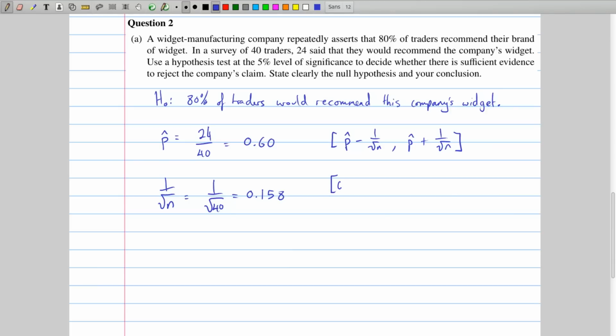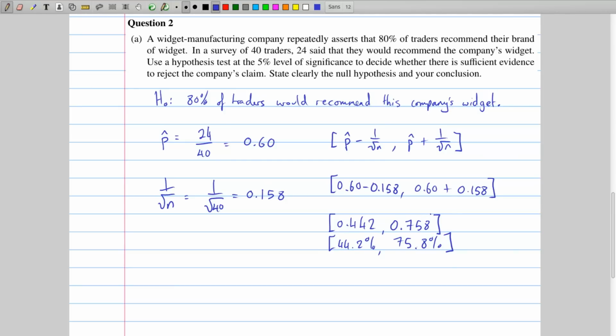So that is 0.60 minus 0.158 up to 0.60 plus 0.158, which takes us to 0.442 up to 0.758, or if you like percentages, that is 44.2% up to 75.8%.